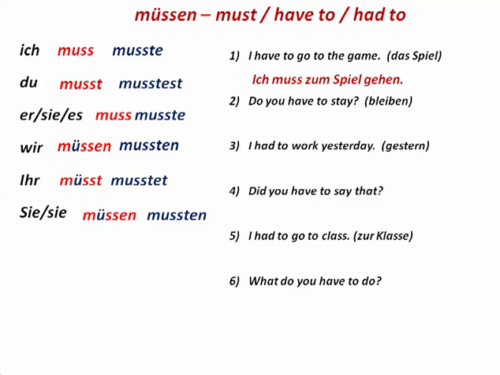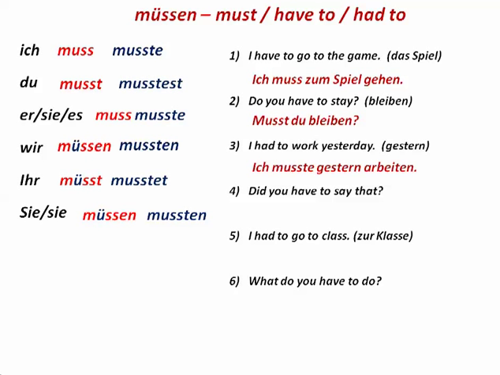Remember, zu is a dative preposition, and das Spiel will change to dem, so it's zu dem Spiel, but we're going to make a contraction as is common, and it will be zum Spiel gehen. Do you have to stay? Musst du bleiben? I had to work yesterday. Ich musste gestern arbeiten. And you'll notice here we have musste because it's saying had to, not have to or has to, but had to.